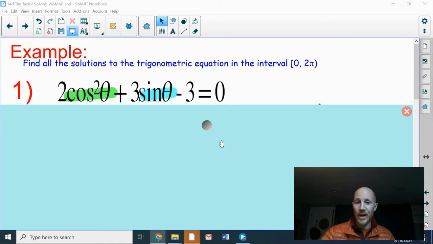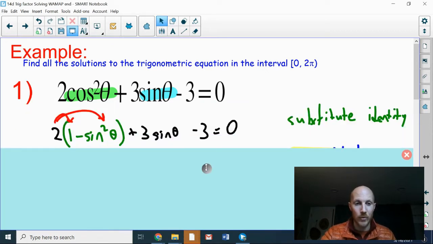So the blue one, sine of theta, there is no possible substitution we can make for sine of theta to write it in terms of cosine, just like we saw in the do now with cosine. You can't go either way. But with the green term cosine squared, we can make a substitution using the Pythagorean identity. And so that will be our first step. I'm going to substitute 1 minus sine squared of theta into place of cosine squared.